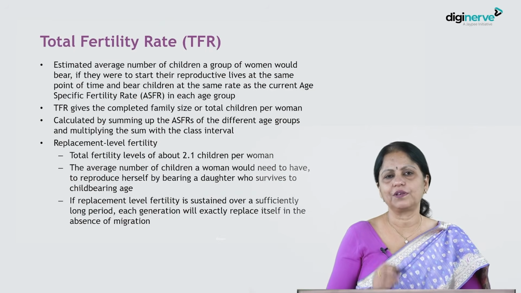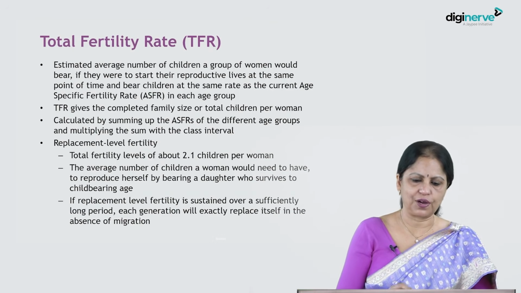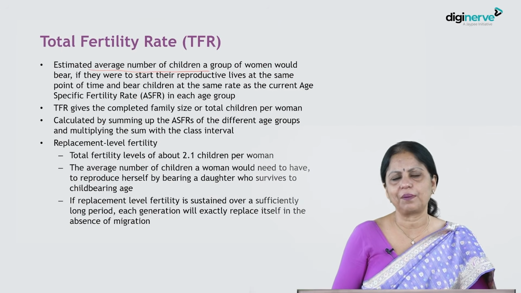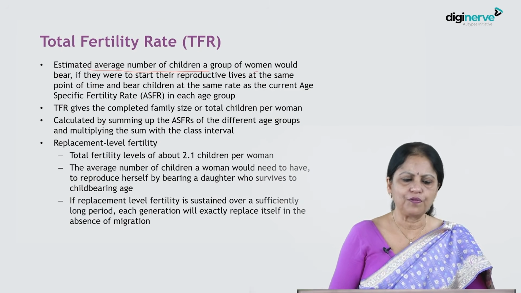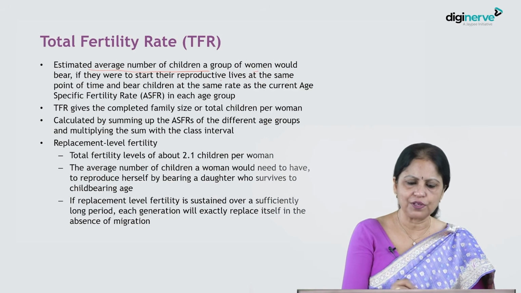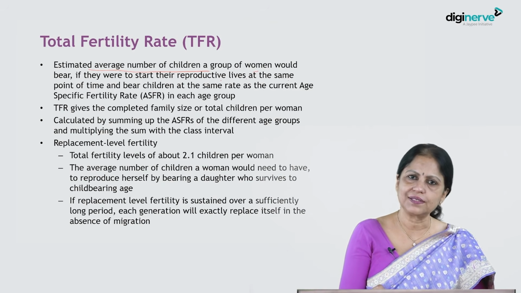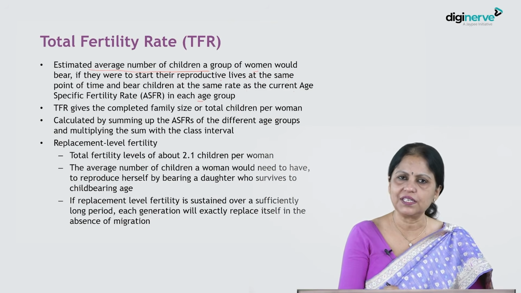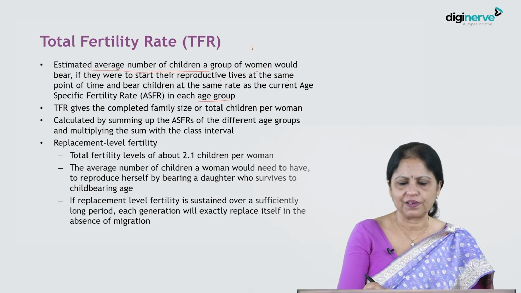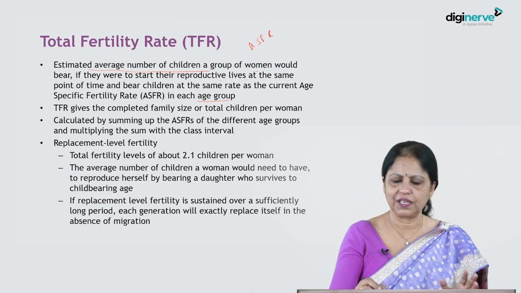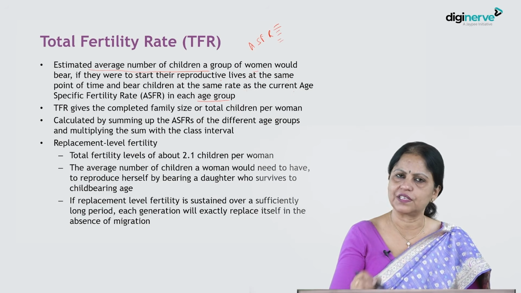Out of these, I will explain 2 indicators because they are very important. One is the total fertility rate. This is basically the estimated average number of children a group of women would bear if they were to start their reproductive lives at the same point of time and bear children at the same rate as the current age-specific fertility rate in each age group. So basically we have calculated ASFR for the current present population. This is the prevailing age-specific fertility rate for the various age groups.